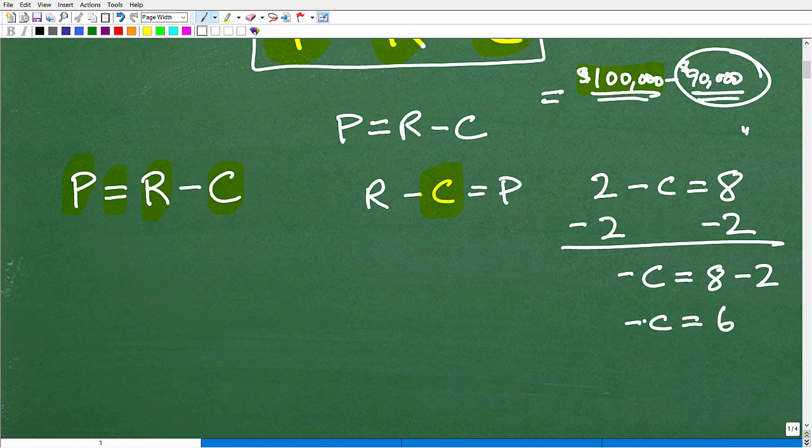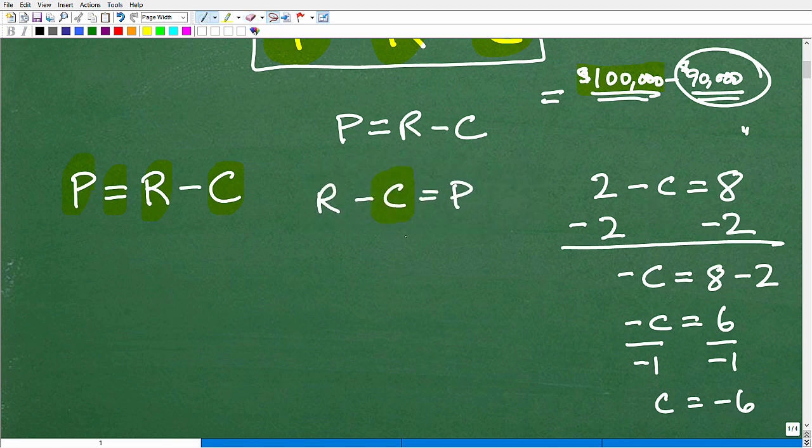Now I have to solve for C. I have negative C, so I have to divide both sides of the equation by negative 1. I get positive C is equal to negative 6. Okay, so this is basic algebra here. Now, these steps that I'm doing, I have to basically follow these same steps to solve for C here. So let's just leave those steps right there, and I'm going to show you.